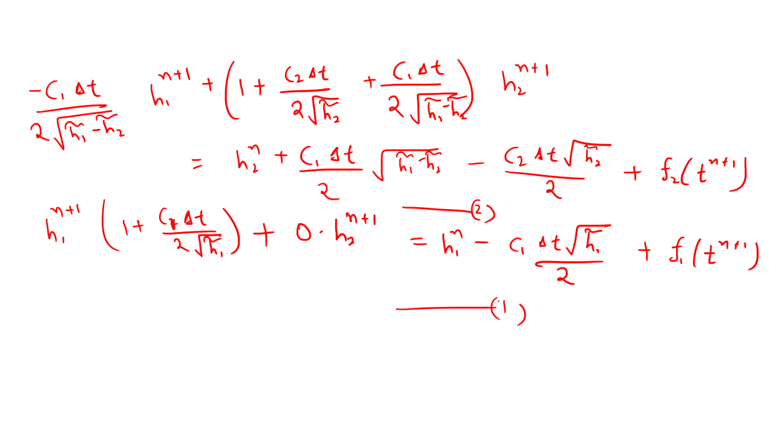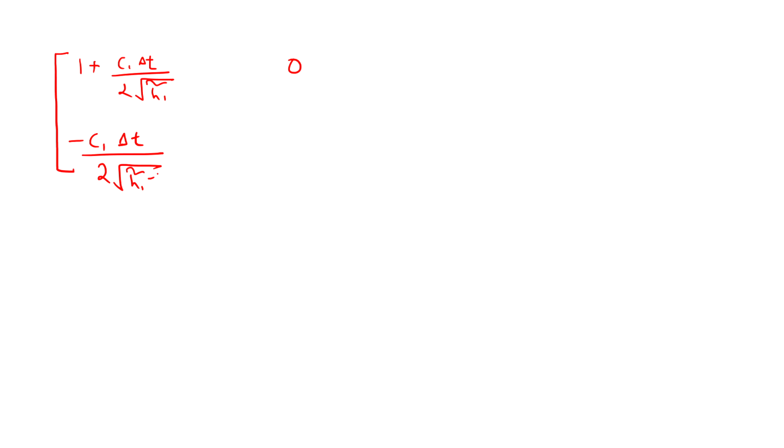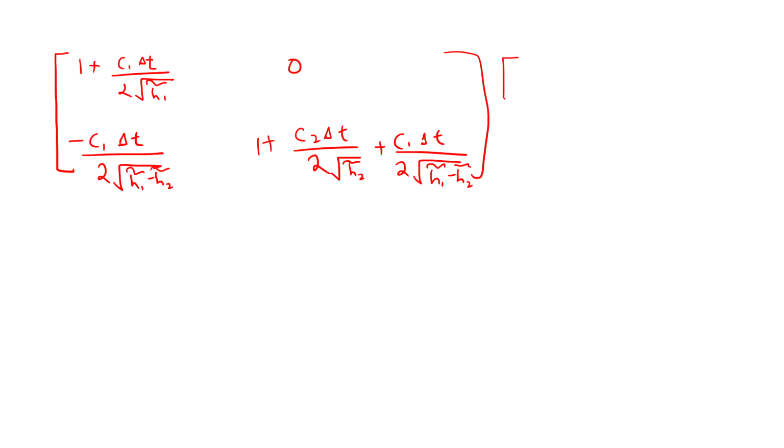Now if I combine these two equations into the matrix form, then I have this system of equations: 1 plus c1 delta t upon 2 root h1 tilde and 0, minus c1 delta t upon 2 root h1 tilde minus h2 tilde, 1 plus c2 delta t upon 2 root h2 tilde plus c1 delta t upon 2 root h1 tilde minus h2 tilde, and this is giving me h1n plus 1.